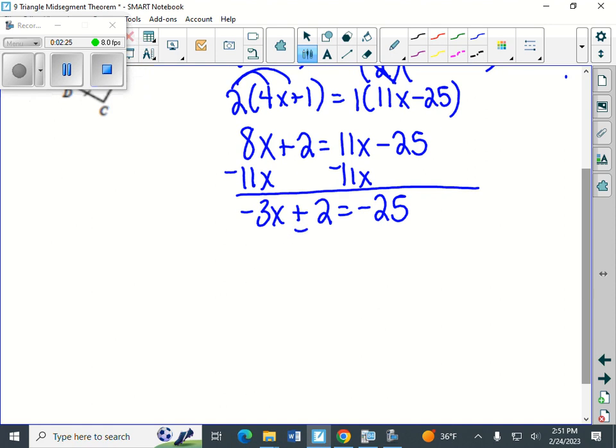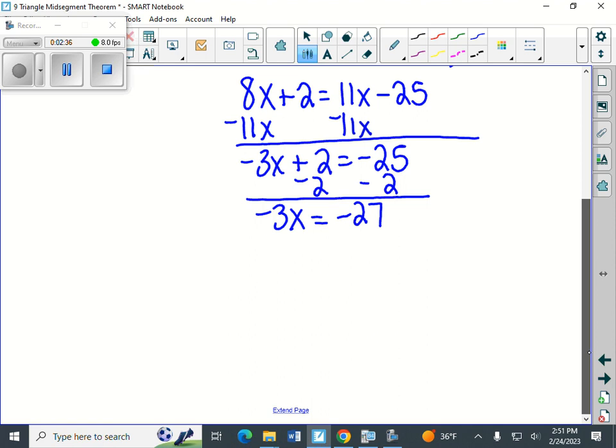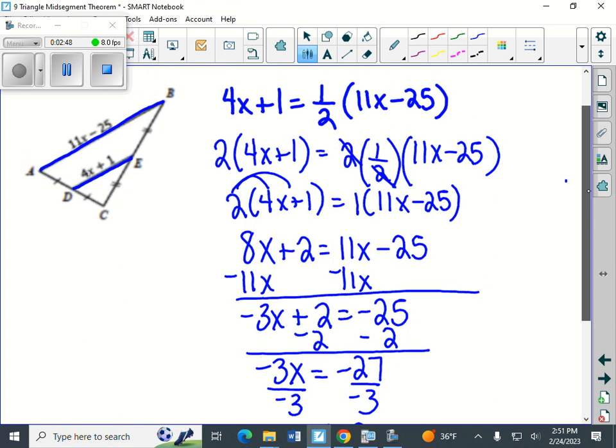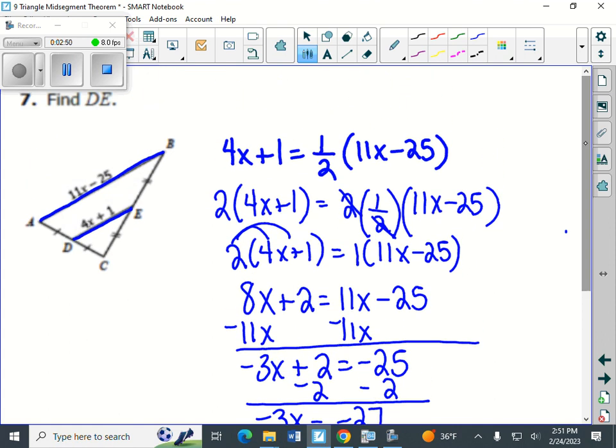And we can subtract 2 from both sides. And we get negative 3x equals negative 27. And finally, we can divide by negative 3. So x equals 9. But remember, the directions say, now that we've done all of that work to find x equals 9, we want to find the length of DE.